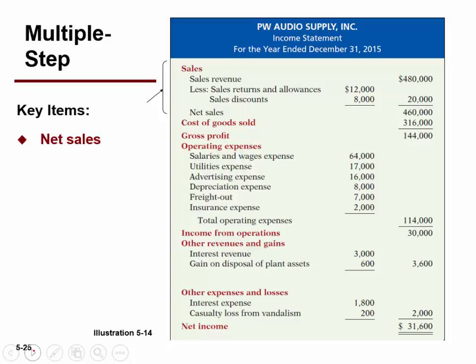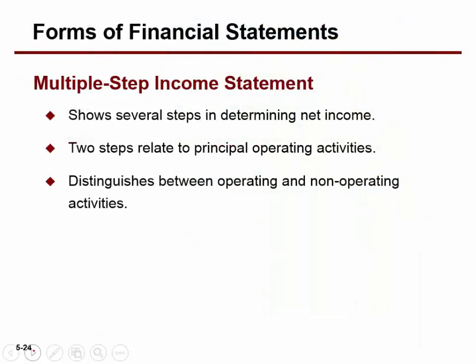If you're wondering, well, what's this casualty loss from vandalism? These are things that are unusual. If something's unusual and it doesn't happen that much, I treat it as a non-operating item. I'm not in the business of getting vandalized, or if I have a fire that destroys a warehouse, I'm not in that business. So that would be shown as a loss, right? Okay, good. But I get my net income. How much is my net income? 31,600. Good.